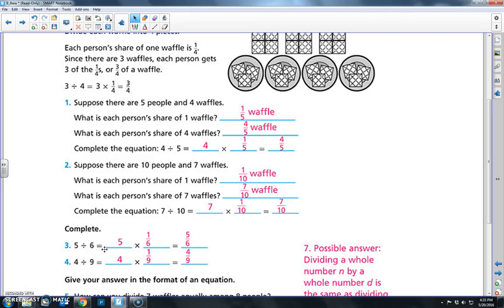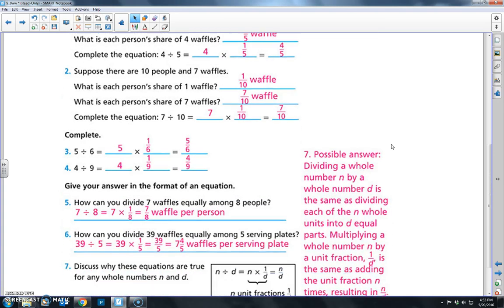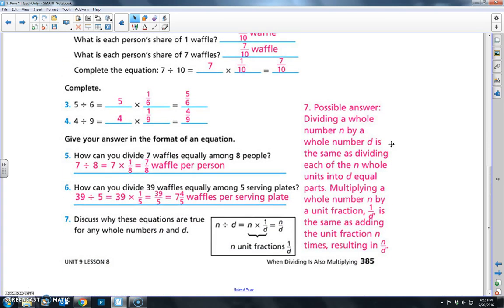5 divided by 6 is actually 5 times 1/6. 4 divided by 9 is actually 4 times 1/9. Go ahead and pause this, read through it, kind of figure out exactly what's going on. All right, welcome back. Here's the actual equation down here.